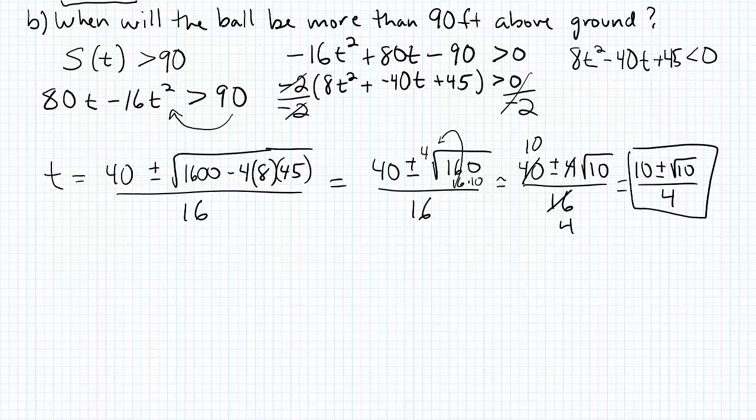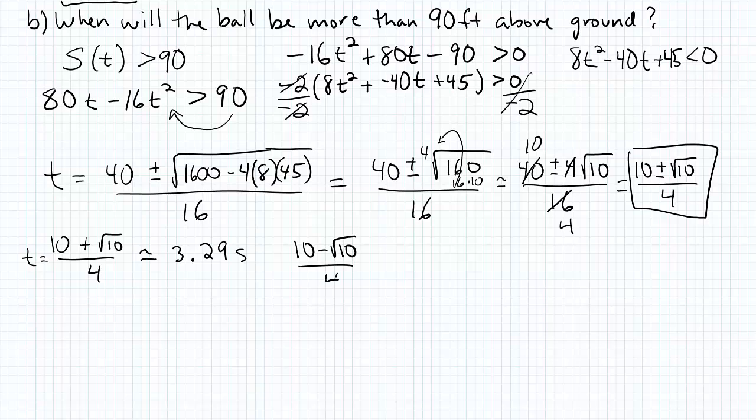Now, those aren't very helpful, though, the way they're written. I'd prefer to have decimals. So let's do actually the decimal version of that. So 10 plus the square root of 10 over 4 as a decimal is approximately 3.29, and that would be seconds, because remember we're talking about t, and t is time, right? And then we have the other zero, which would be 10 minus the square root of 10 over 4, and that's approximately equal to 1.71 seconds, right?